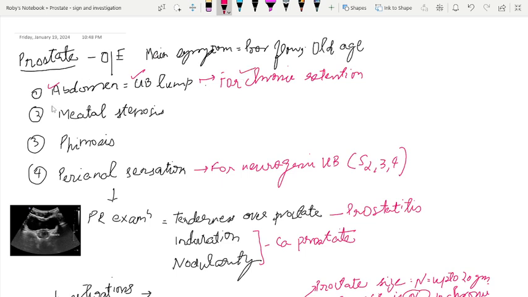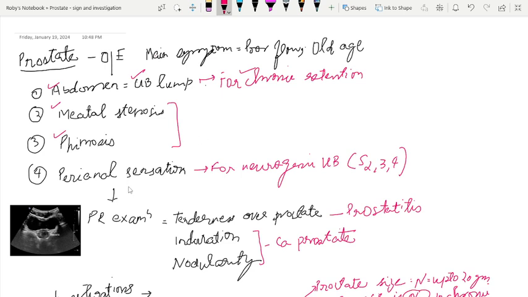Next is meatal stenosis and phimosis. These two things are also the reason for poor flow. That's why it is important to rule out these two possibilities on examination. These two things cannot be diagnosed in any other investigation. That's why it is very important on examination.